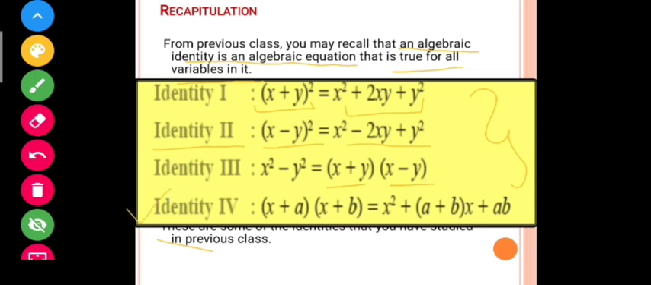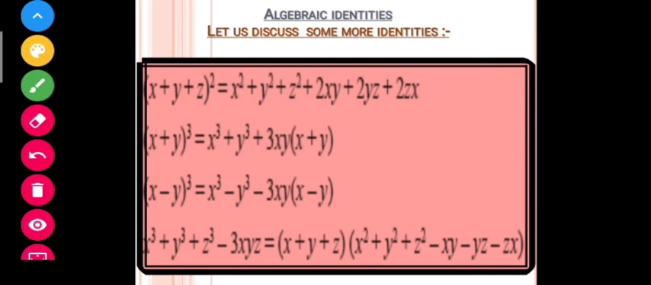In identity number 4, it says that if you have x plus a and x plus b, where a and b are any constants, you always get x square plus bracket a plus b times x plus ab. I hope that you know all these identities and you have practiced them in your previous classes. So let us start with our main topic and the identities that we are going to discuss in this chapter. Let us move to our next part, that is algebraic identities.